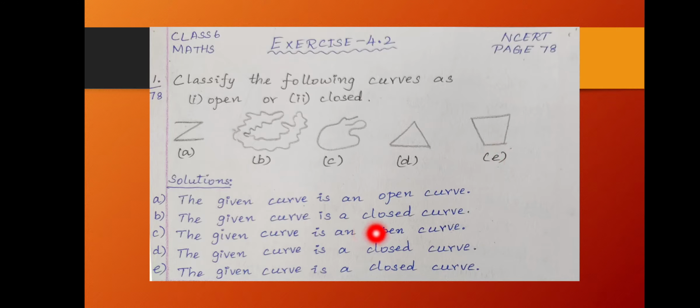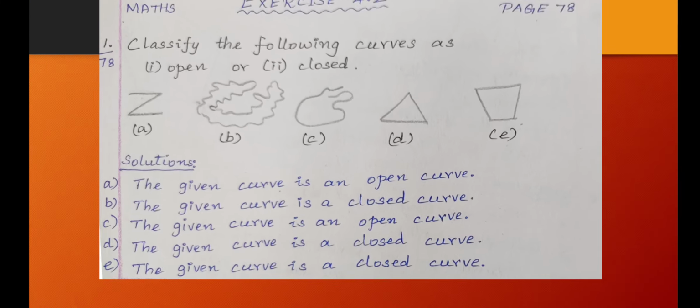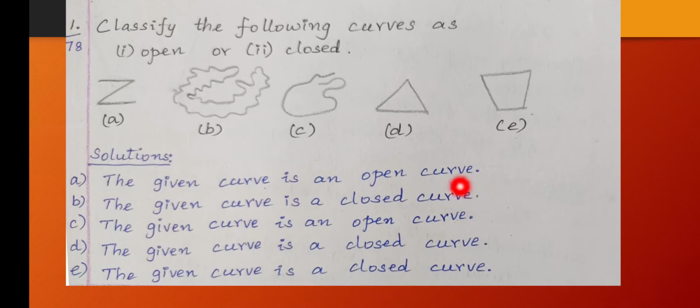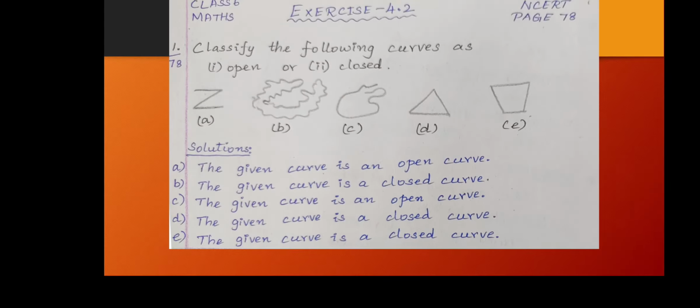B, the given curve is a closed curve. C, the given curve is an open curve. D, the given curve is a closed curve. E, the given curve is a closed curve. In closed curves, the beginning point and end points are same. In open curves, the beginning point and end points are different.